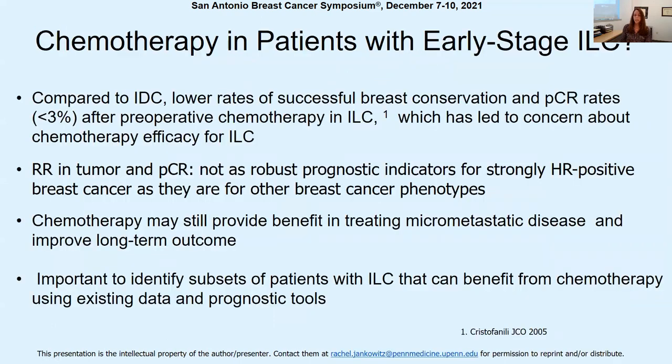How do we place these findings in context of existing data about chemotherapy for patients with early stage ILC? Concern for chemotherapy efficacy in ILC has arisen given lower rates of successful breast conservation and PCR after preoperative chemotherapy in ILC compared to patients with IDC. But these may not be the best prognostic indicators in ILC. Chemotherapy could still provide benefit in treating micrometastatic disease, and it is thus important to try to identify subsets of patients with ILC that can benefit from chemotherapy. And we can do that by using existing data and prognostic tools.